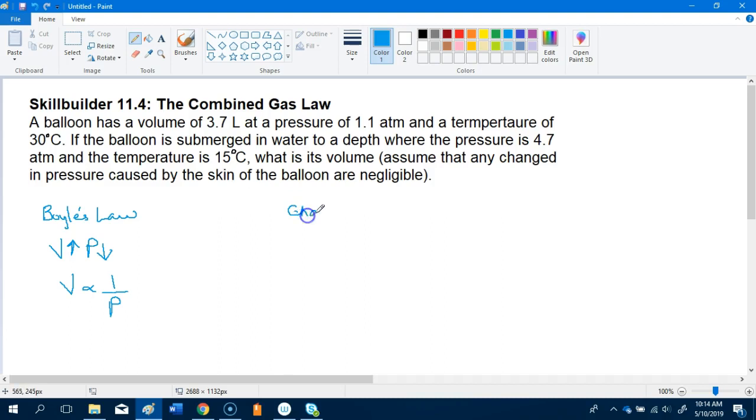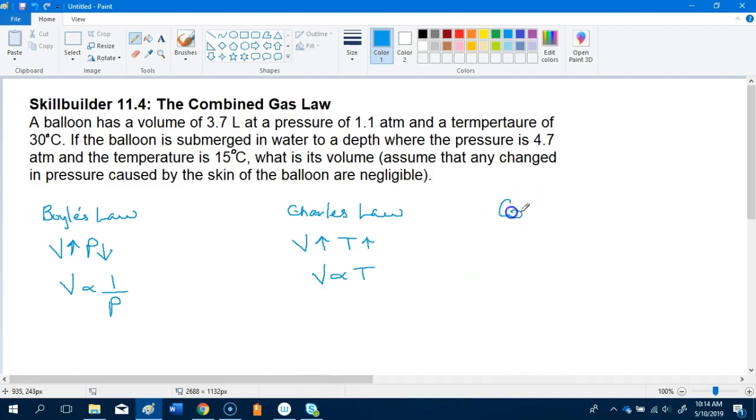Charles's law is the relationship between volume and temperature, and we see that for this law, as volume increases, temperature will also increase, and vice versa. Because they both increase or they both decrease, we say that the relationship between volume and temperature is a direct relationship. So whatever happens to one will also happen to the other.